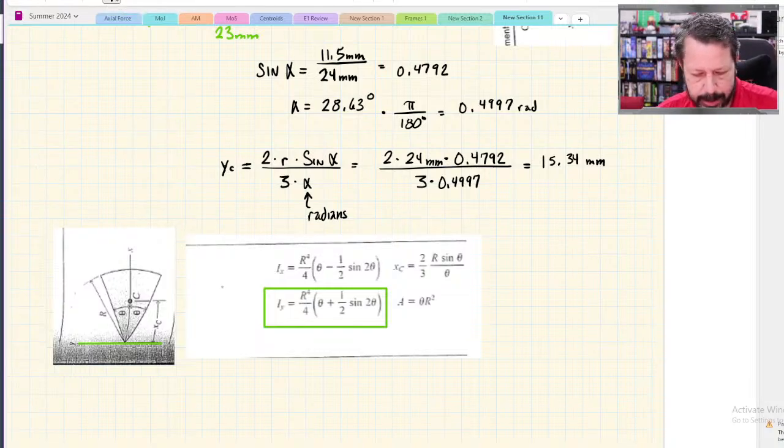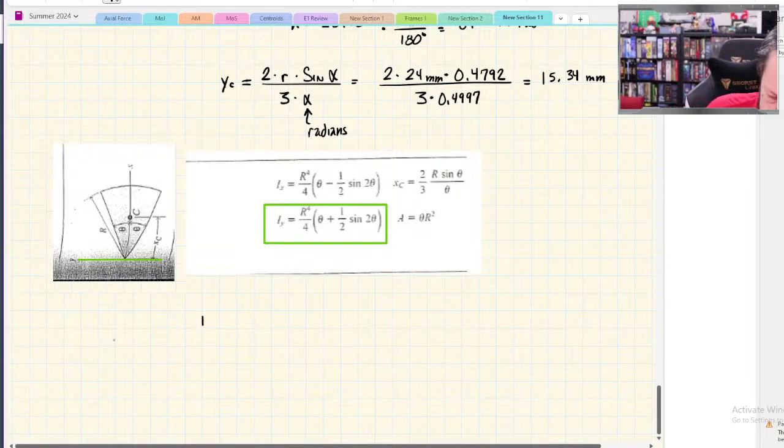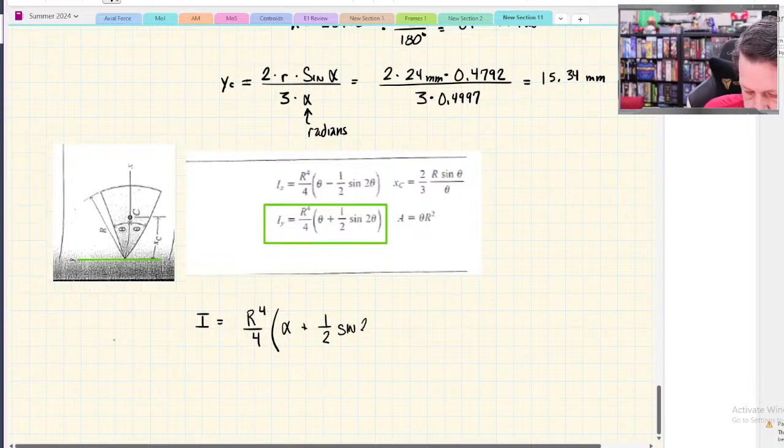All right, so I want Iy because that's the moment of inertia about the y-axis. So let's get that part. R to the fourth over 4 times theta, which is alpha in my other one, so I will put alpha in here, plus 1/2 sine of 2 alpha.